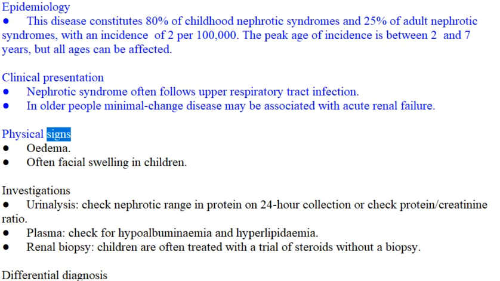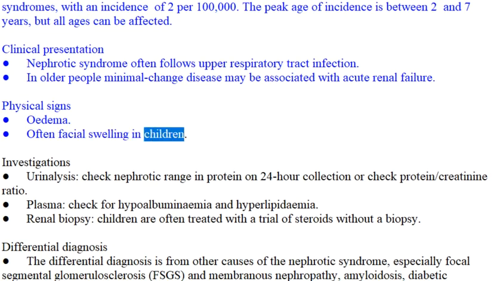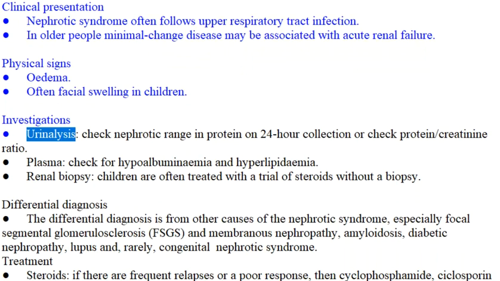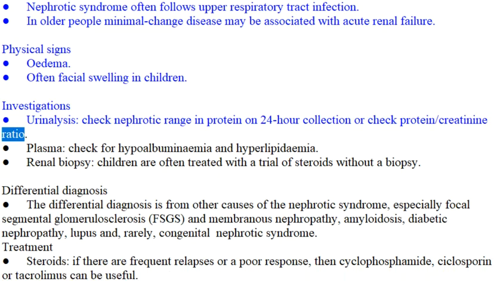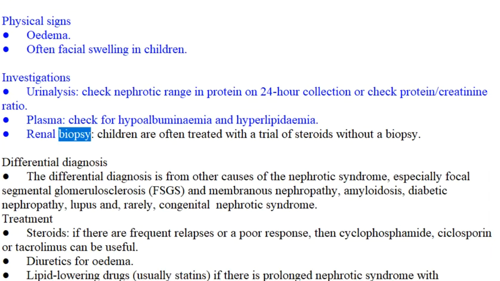Physical signs. Edema. Often facial swelling in children. Investigations. Urinalysis. Check nephrotic range in protein on 24-hour collection or check protein/creatinine ratio. Plasma. Check for hypoalbuminemia and hyperlipidemia. Renal biopsy. Children are often treated with a trial of steroids without a biopsy.